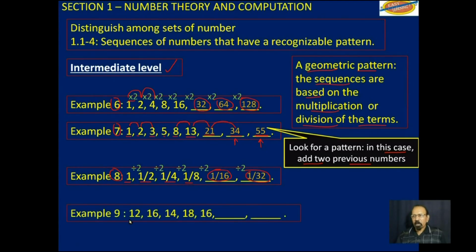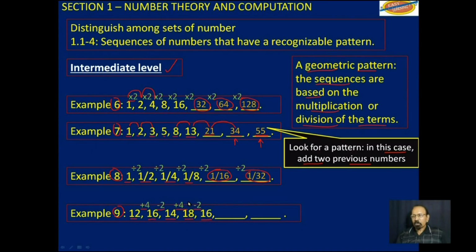Next, example 9. 12, 16, 14, 18, 16. Oh, so we don't seem to have a pattern. Let's try addition. 12 plus 4 would give you 16. But from 16 to 14, looks like we subtracted 2. And then from 14 to 18, looks like we added 4 again. And from 18 to 16, we subtracted 2 again.